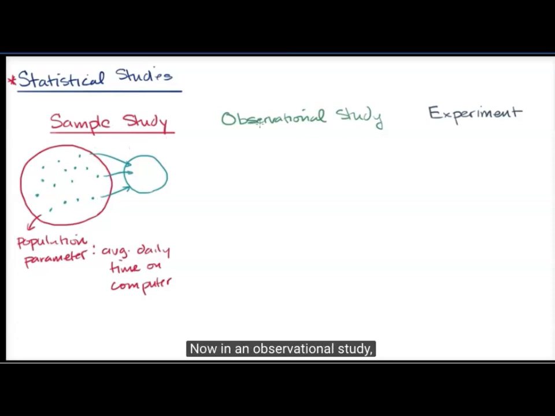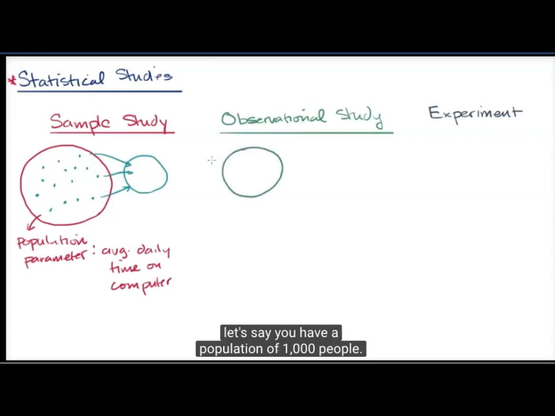Now, in an observational study, you're not trying to estimate a parameter. You're trying to understand how two parameters in a population might move together or not. So let's say that you have a population now. So let's say you have a population of 1,000 people.